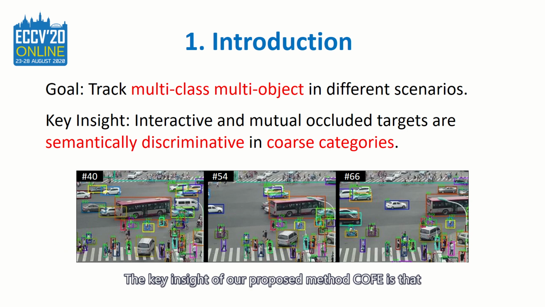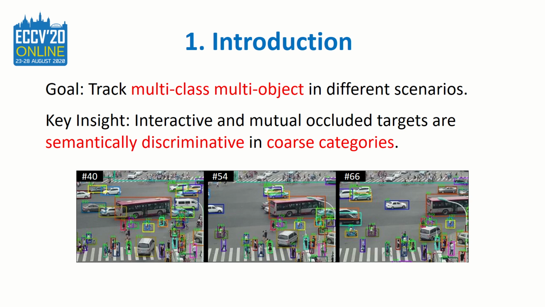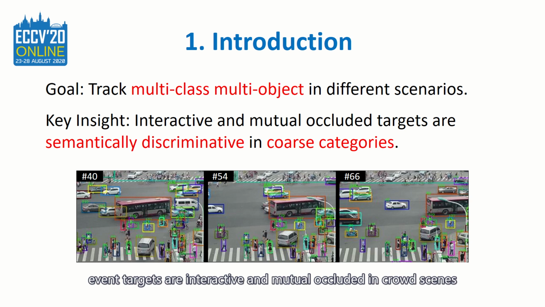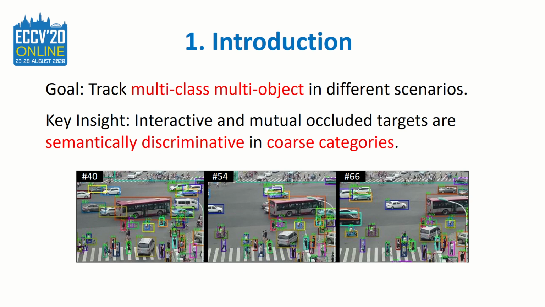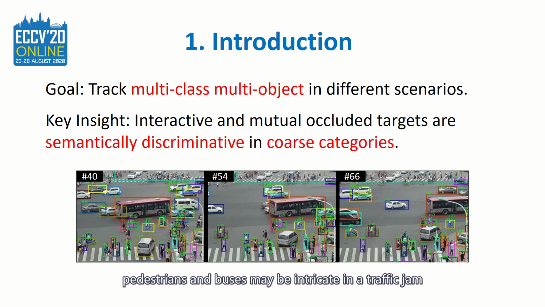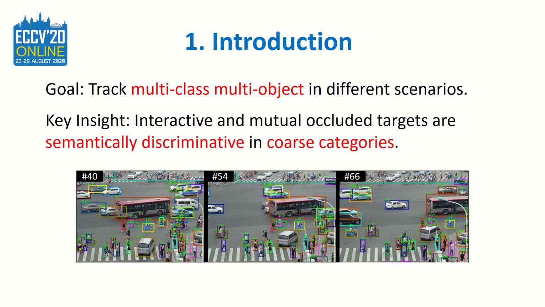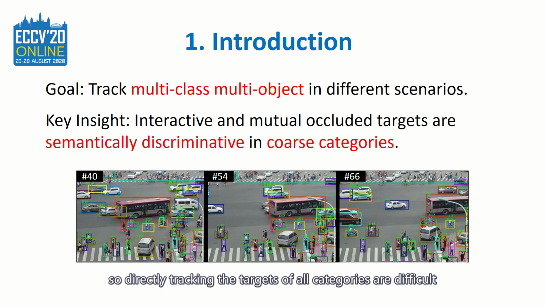The key insight of our proposed method, COFE, is that even targets are interactive and mutually occluded in crowd scenes, they are semantically discriminative in coarse categories. For example, pedestrians and buses may be intricate in a traffic jam, so directly tracking the targets of all categories is difficult, and their motion and locations are hard to distinguish.